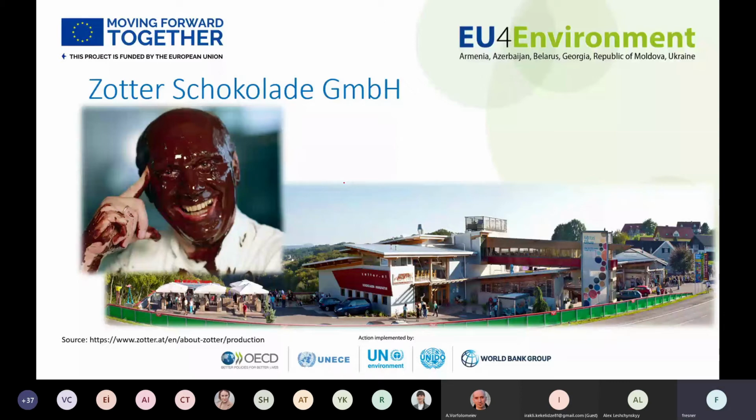And it has become an icon of Austria. Zotter, the brand, is one of the globally 10 best known brands of Austria in the meantime. And it's all about chocolate. It's a small company, it's growing. It has less than 100 employees, 50, 60 employees at the moment. And you see the general manager in this picture here.